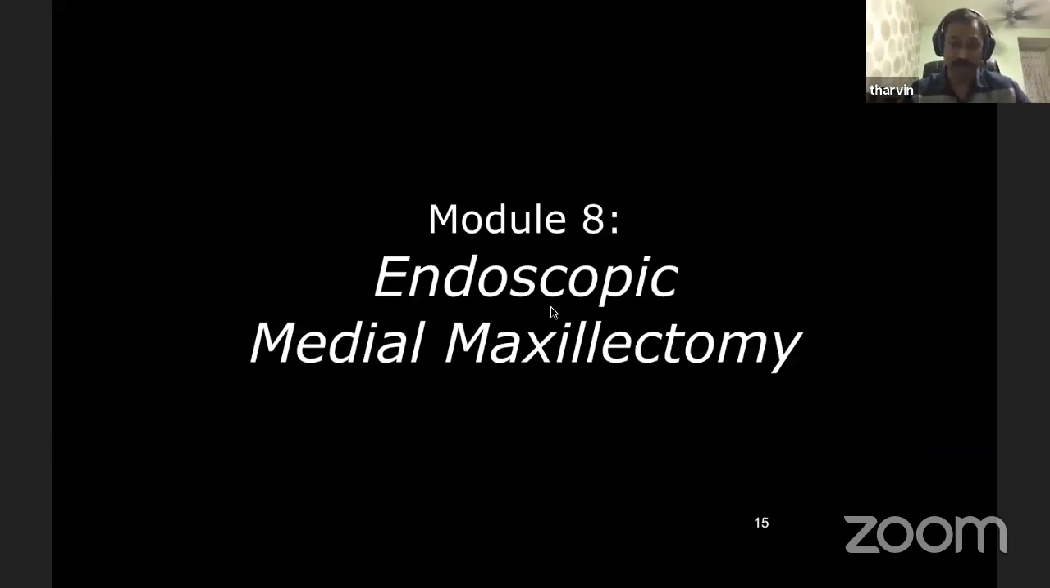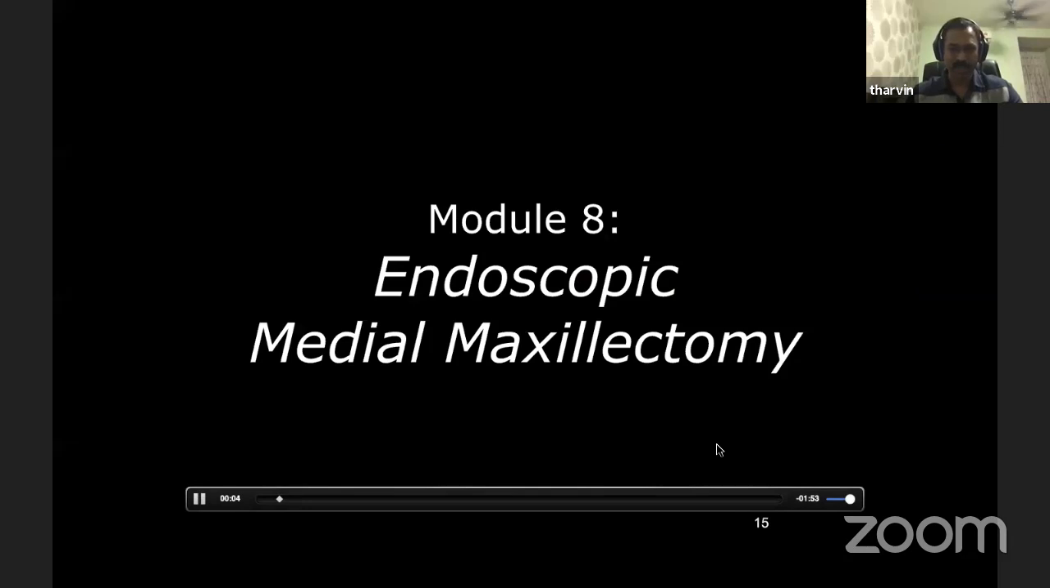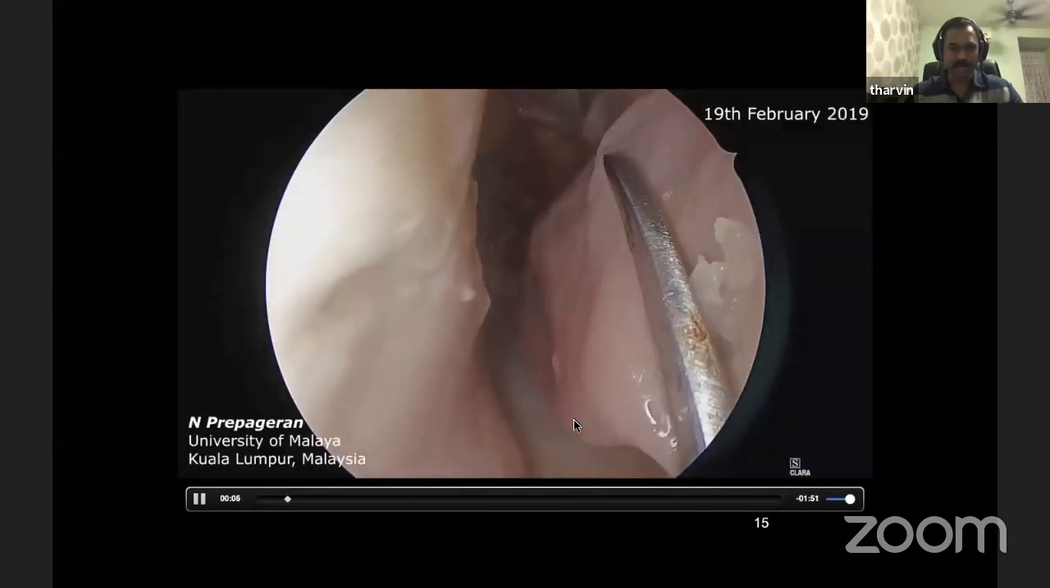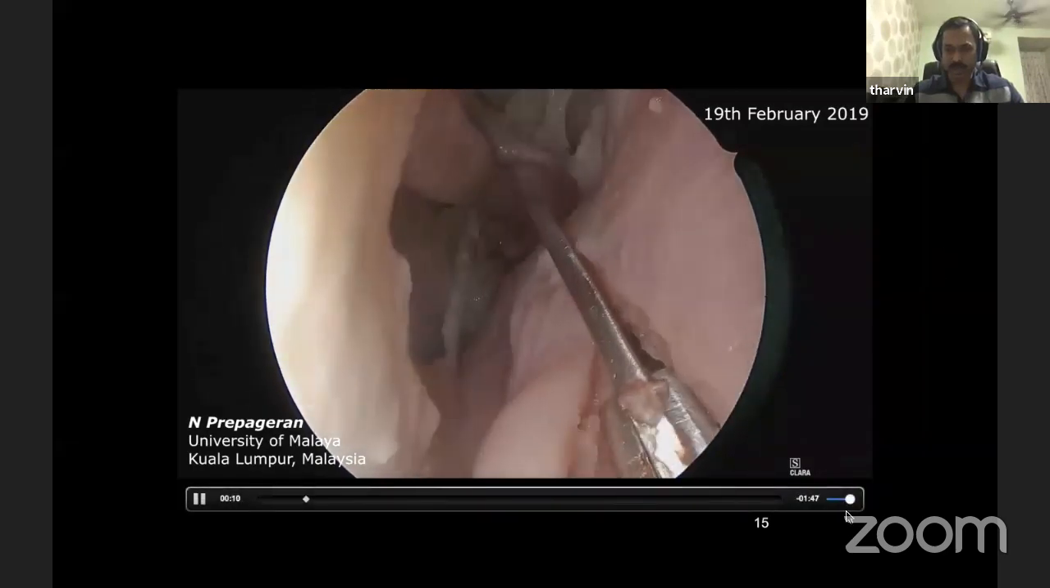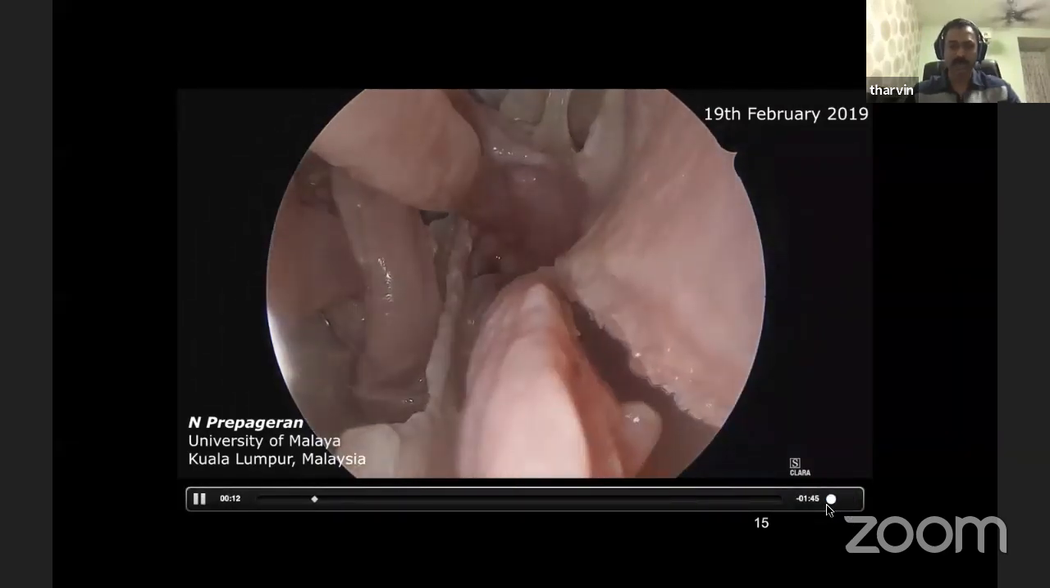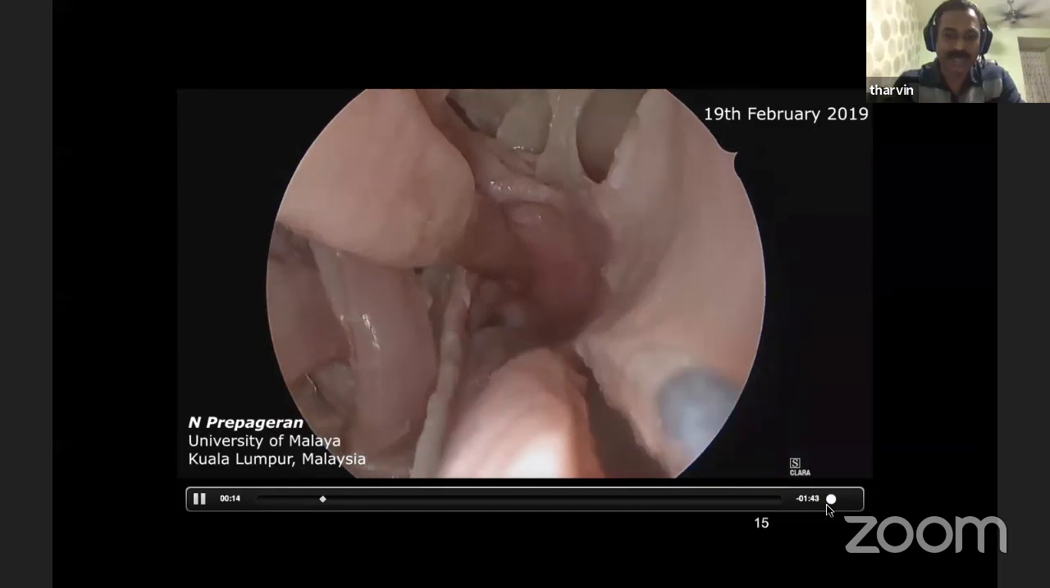I tried my best to use the same instruments and to go in the same plane by plane manner as well. So this is endoscopic middle maxillectomy. Hold on, let me just make this softer. Okay, here you go. So what I'm going to do now, we do a middle maxillectomy first.